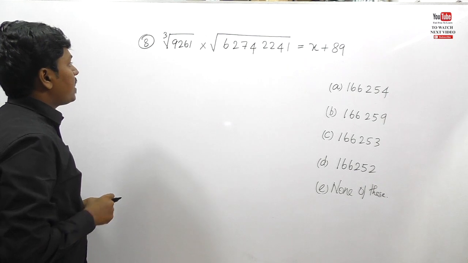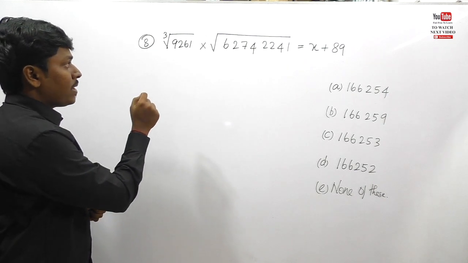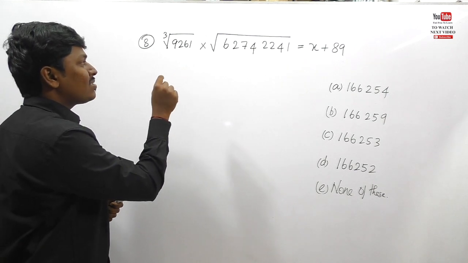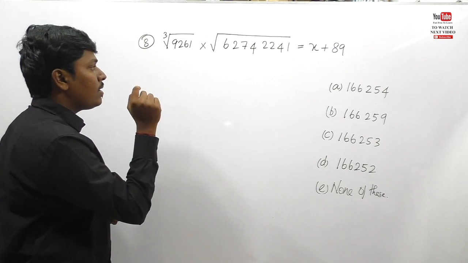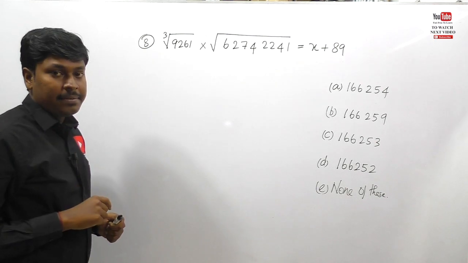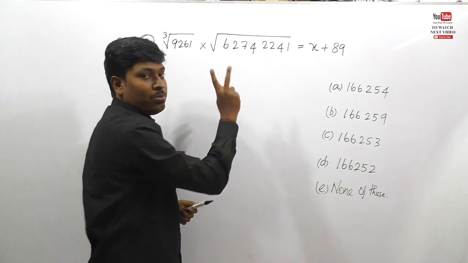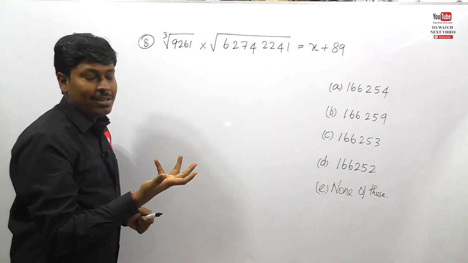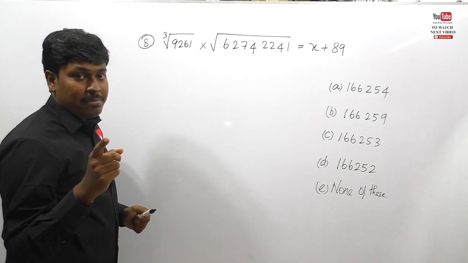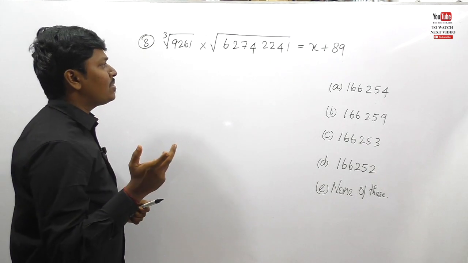Question number 8. Cube root of 9261 into square root of 62742241 is equals to x plus 89. If you go for a normal procedure, then this will take you nearly 2 minutes, right? Then it is a waste of time, right? So friends, I think you are my subscriber, right? You need a technique. I'm just going to teach you the technique, friends.